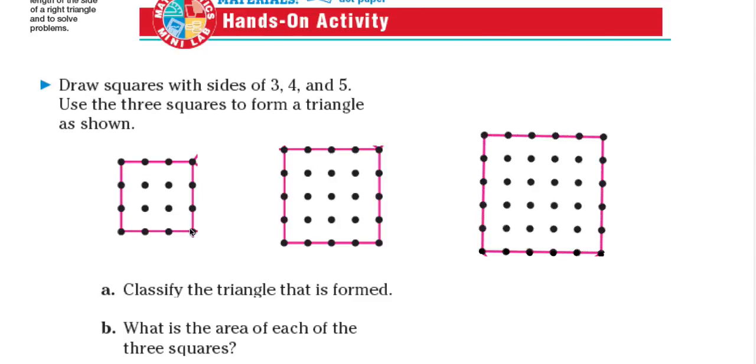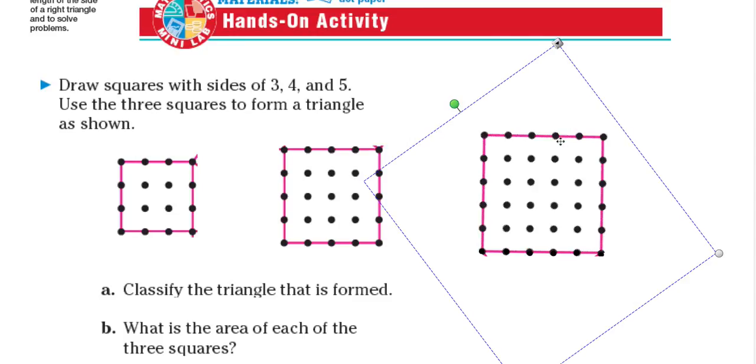So you're asked to draw 3 squares. Okay, one has a unit of 3, 1, 2, 3, a unit of 4, 1, 2, 3, 4, and a unit of 5, 1, 2, 3, 4, 5. So you now have 3 squares: a 3 by 3 square, a 4 by 4 square, and a 5 by 5 square. You're asked to form a triangle as shown. If we do that, this is how your triangle should look.